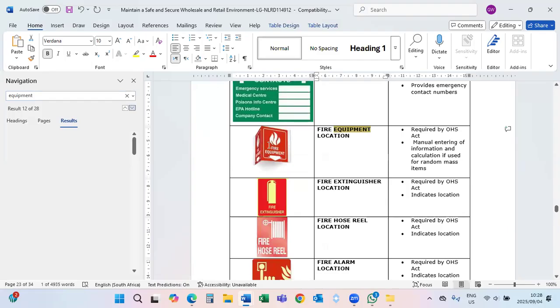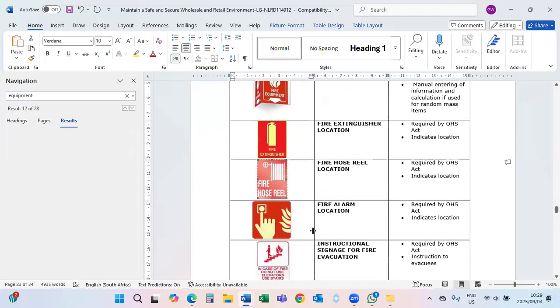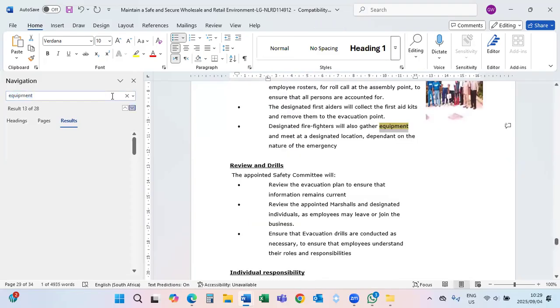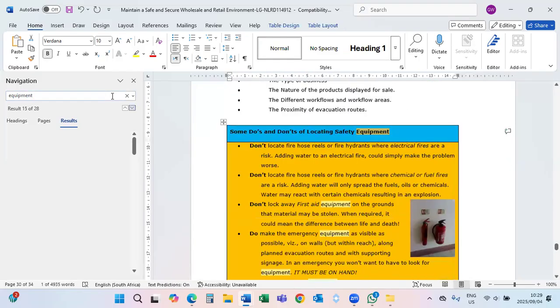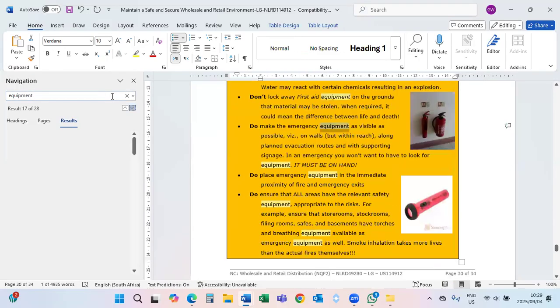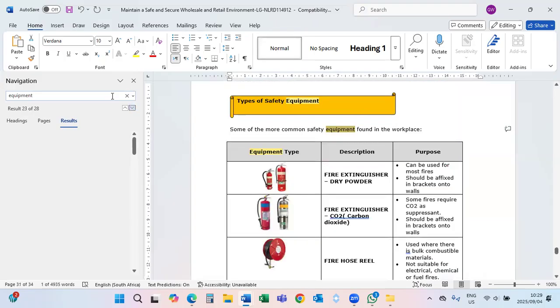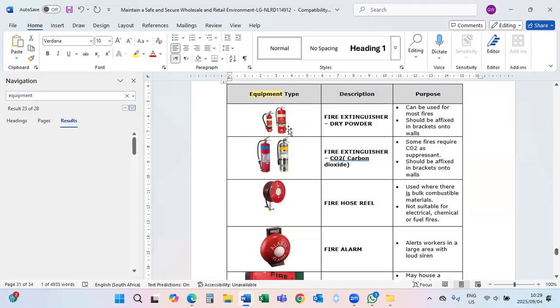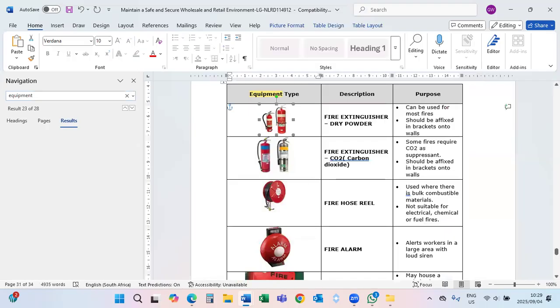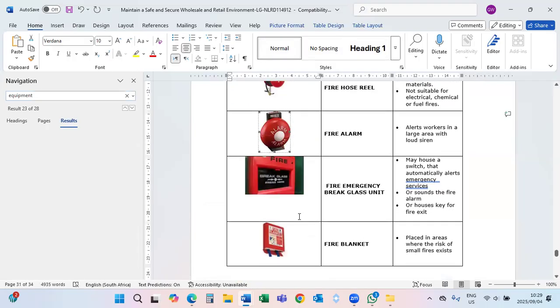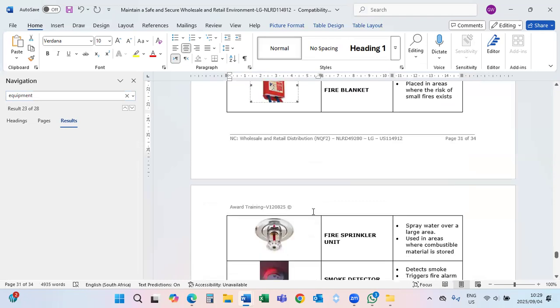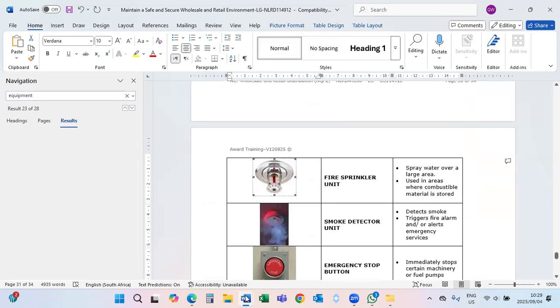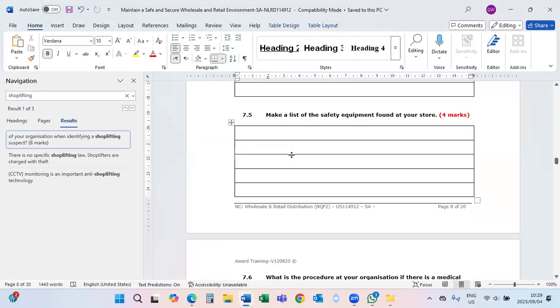So safety equipment might be firefighting, fire extinguishers, fire hose. Let's just try and see if we get any more results. Location of safety equipment. That's the location. Types of safety equipment. There we go. There's the answer there. So you've got fire extinguishers, you've got fire alarms, you've got fire blankets. That's safety equipment. Fire sprinklers. So you would just use on your answers here, just list 4 of them and you'll get the answers for that question there.